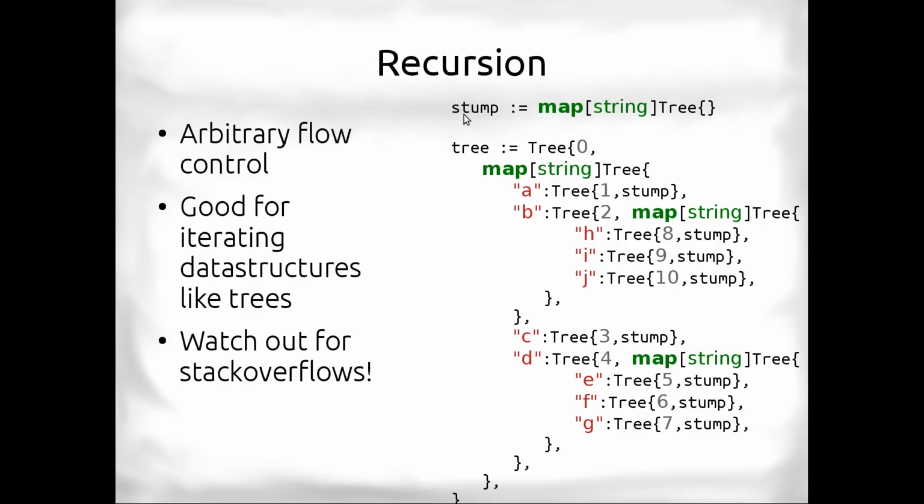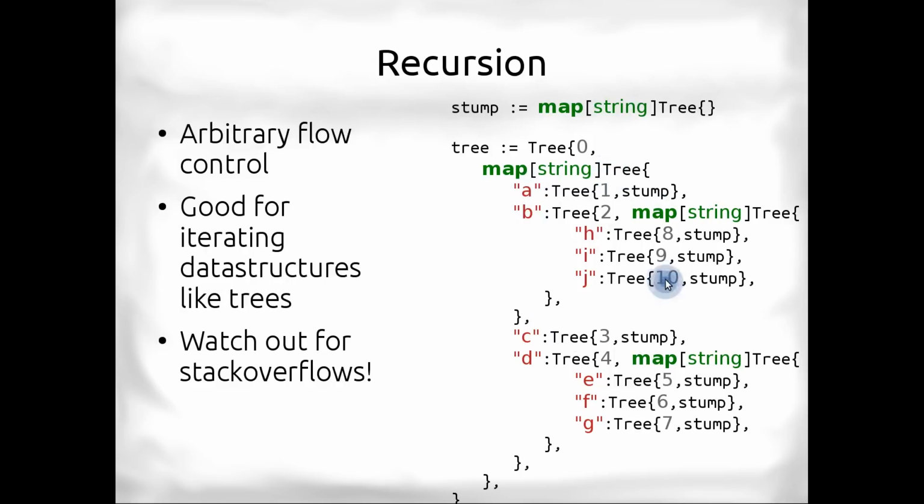One method of iteration that you can do in Go is recursion. You might want to use recursion for this kind of data structure. This is a data structure where each tree has a value, but it also has a bunch of branches, and those branches are basically composed of a map where the branch has a name, and then the branch has a tree. So A is a tree, B is a tree, C is a tree, D is a tree.